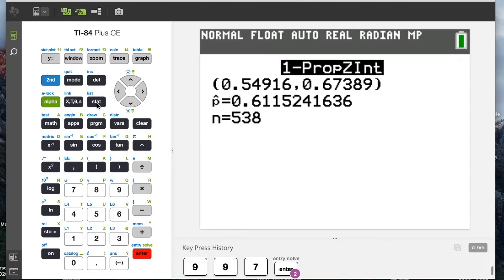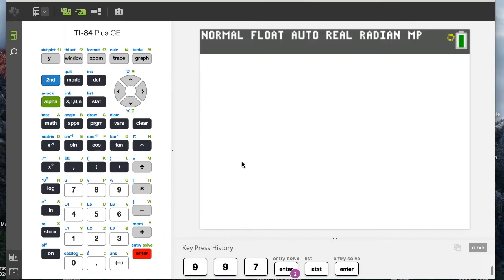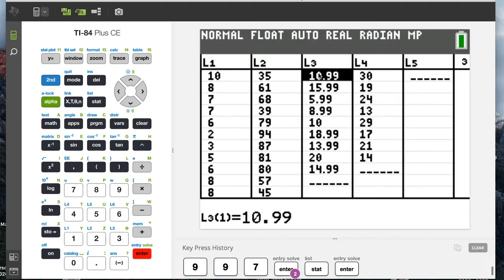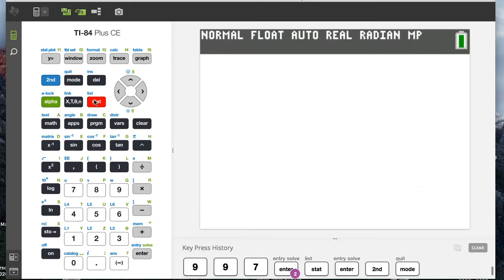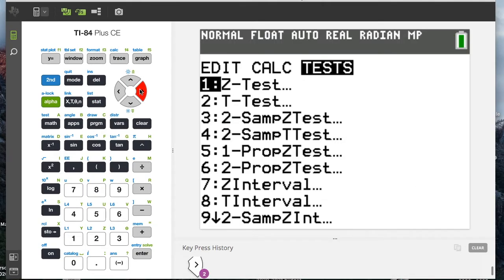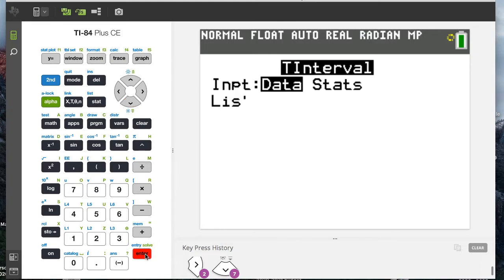First thing you need to do, since it gave us a list of data, you need to make sure your data set is plugged in there. So there we have L3, and there's our data set. I'm going to quit out of there. Now, I have mine in L3, make sure you're paying attention if it's L1, L2. Okay. Stat, test, and I'm going to get down to number 8, which is my T interval. Again, there's Z interval, there's T interval. Make sure we're in T interval.